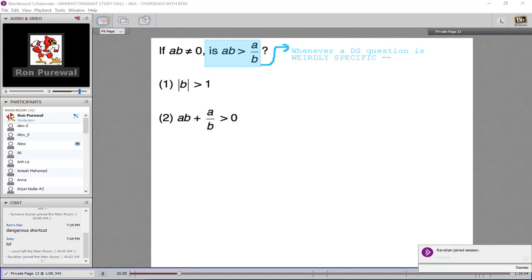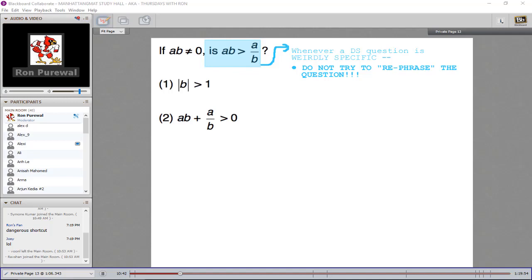So don't even do it. Leave the question exactly the way it is. Because that's the whole point. The point is that this super specific question is what you're going to find. You should expect to find the answer to that exact question.